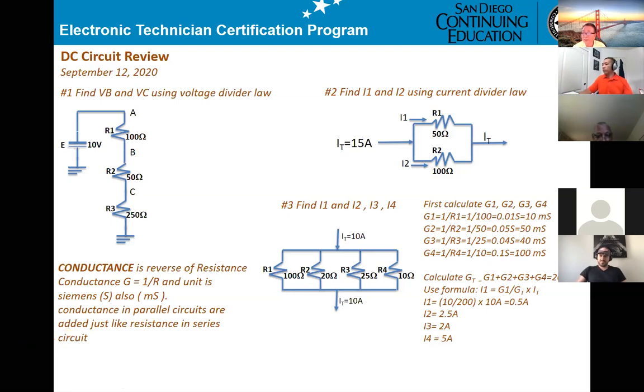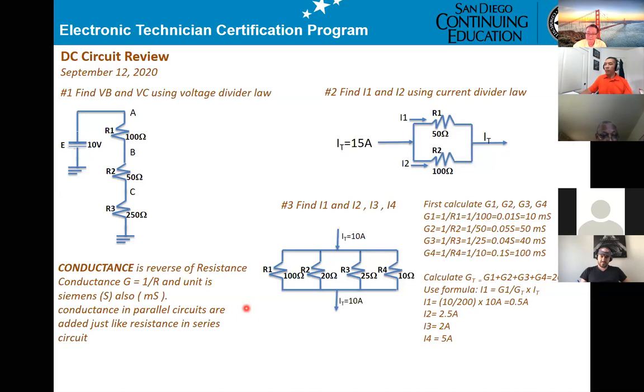And now you get R1, R2, R3, R4 in parallel. You can use the formula we already gave to you. Okay? And now what happened here is they gave you total current 10 amp, and they want to know what is the current for I1, I2, I3, I4.